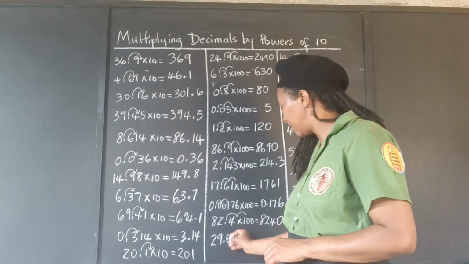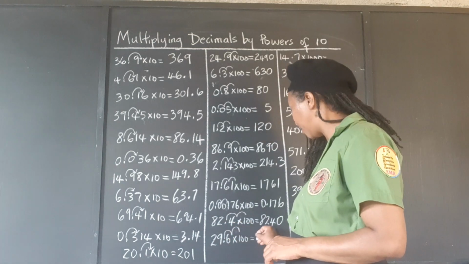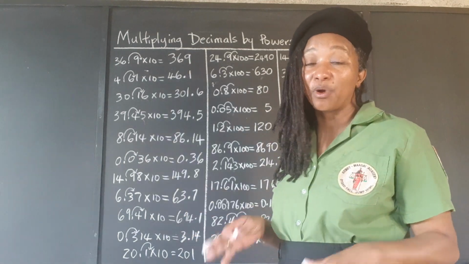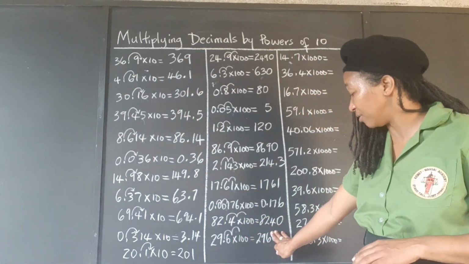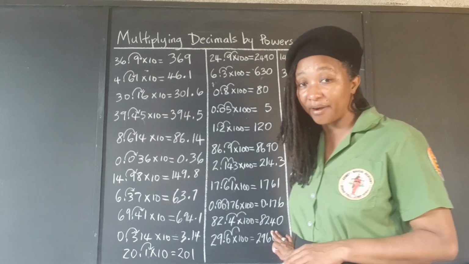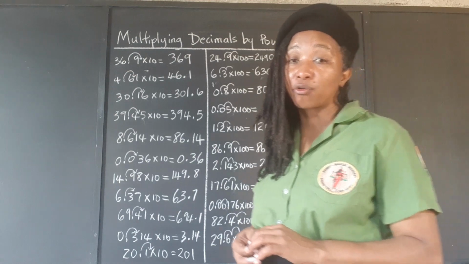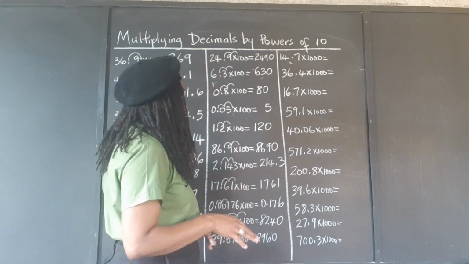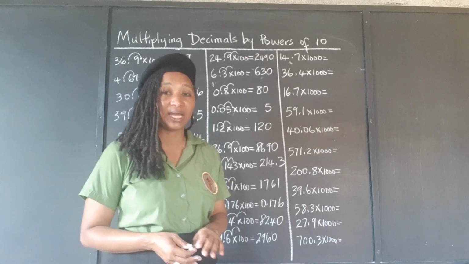29.6 times 100, so that's 1, 2 places again. Fill in our placeholder. We can't just leave the spot. Remember, the 0 makes a whole world of a difference. Because if we didn't have the 0 to hold that place, the answer would be 296, which is much, much smaller than 2,960. So the zeros are crucial. They're very important as placeholders. Don't forget them.